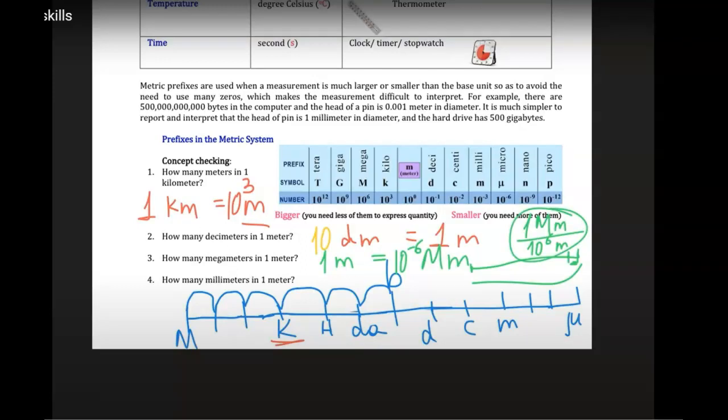In problem 4, you have to compare 1 meter to millimeter. So I identify my meter, identify my milli, and we are going to move 10, 100, 1,000. So 1,000, or 10 to the third. 3 powers of 10 is 10 to the third millimeters. So 1 meter contains 10 to the third millimeters, really small units.